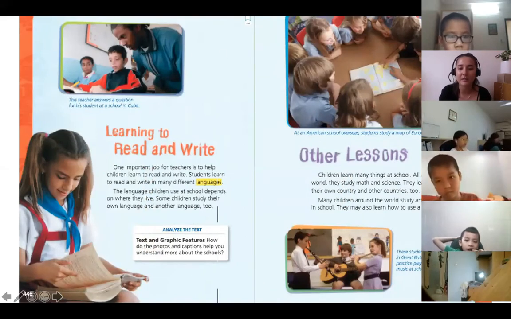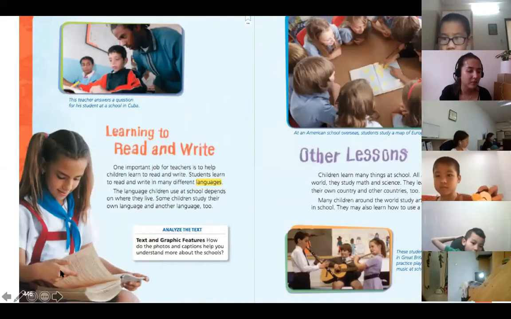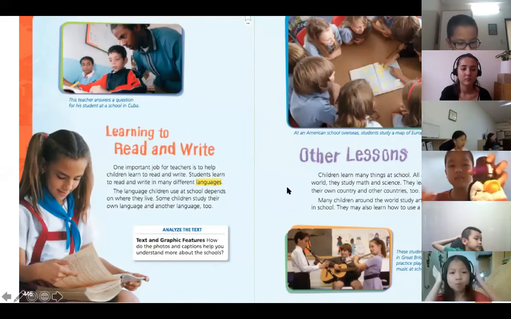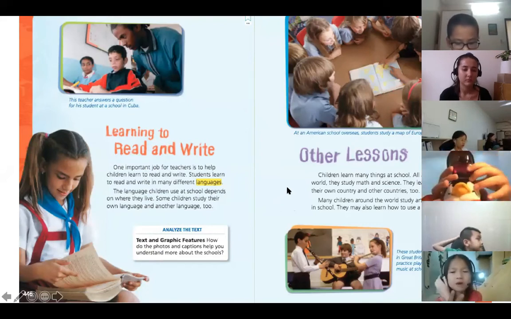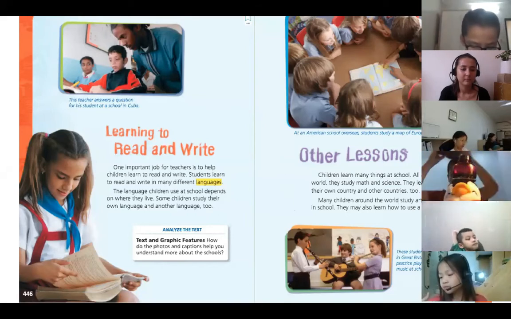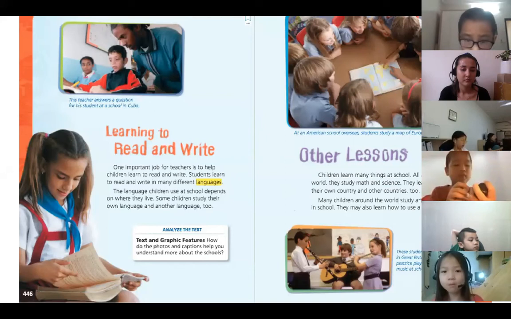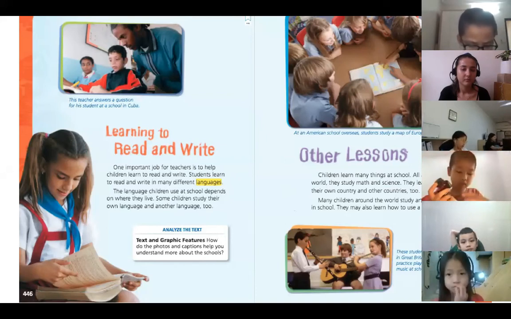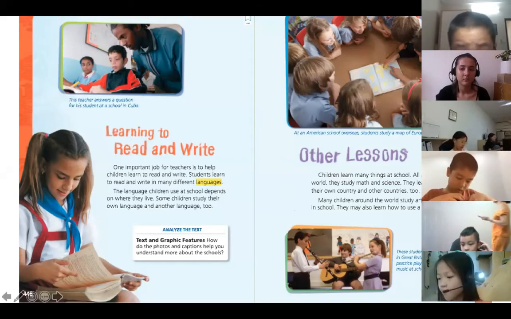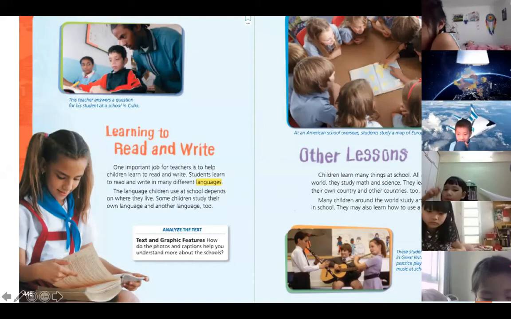So I want us to reread this page. Can you read the first page for me? So 446, Mooney. Learning to read and write. One important job for teachers is to help children learn to read and write. Students learn to read and write in many different languages. The language children use at school depends on where they live. Some students study their own language and other languages too. Good girl, lovely reading. Thank you, Mooney.